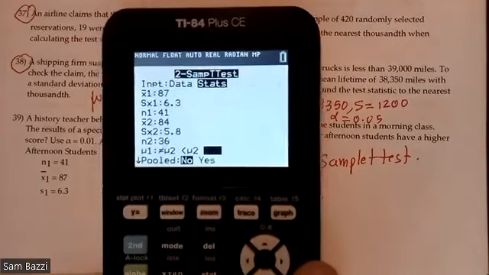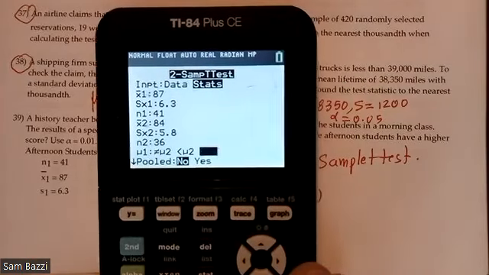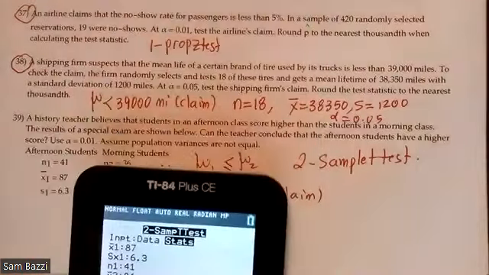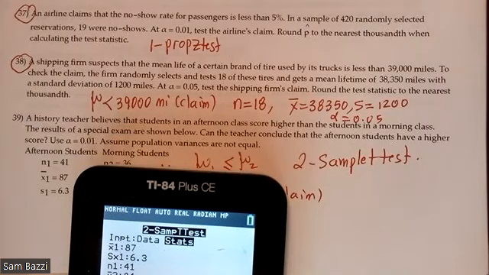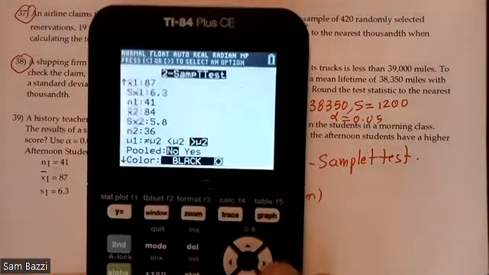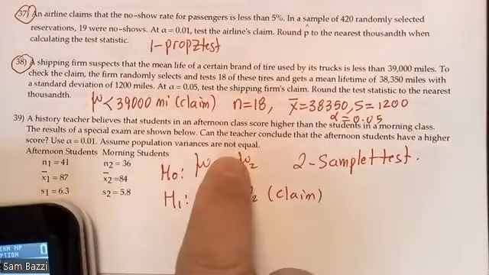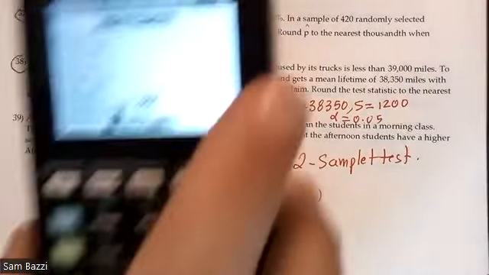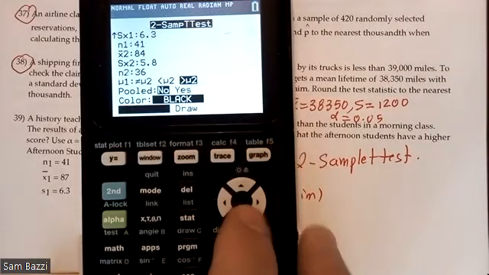Now, guys, for pooled, here's how you decide whether it's a yes or no. If it says assume population variances are not equal, it's a no. If it says assume population variances are equal, it's a yes. If it doesn't say anything, it's a no by default. So we're just going to use a no here. Here it says assume population variances are not equal. And let's hit calculate, guys.